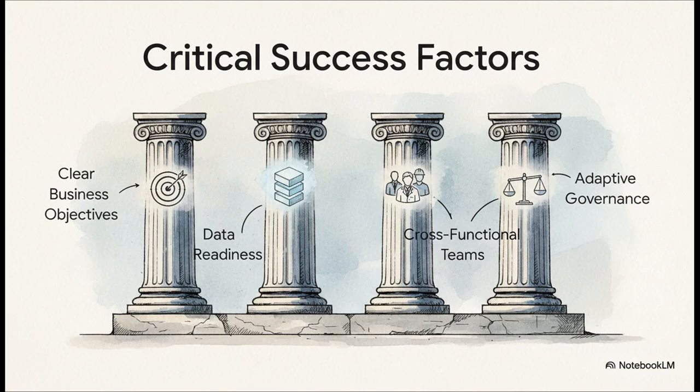So, to handle that challenge, Chapter 1 lays out these 4 critical pillars for success. You absolutely need clear business goals. You have to be ready with your data. You need teams with people from all over the company, and you need a governance model that can actually adapt. Any methodology you pick has to be built on this foundation.